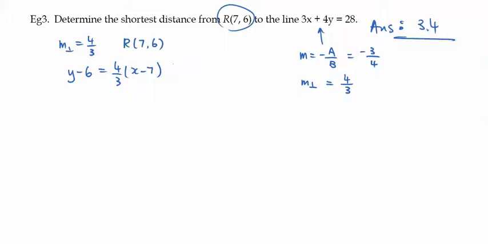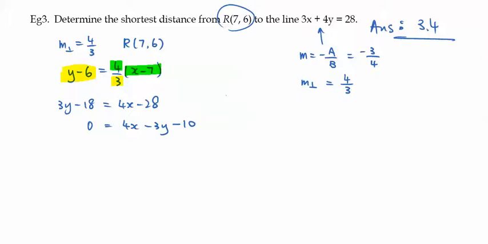Looking at the question here, I have a fraction for the slope. If you don't like working with fractions, multiply your denominator to the other side. And that will give us 3y minus 18. And on the other side, with 4 times this, that will give us 4x minus 28. And bringing everything to the same side, I have 0 equals 4x minus 3y minus 10. So this is the equation for one line, for the perpendicular line.